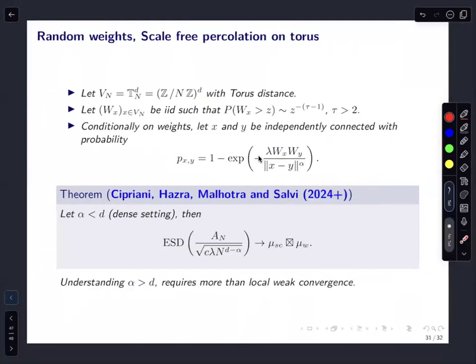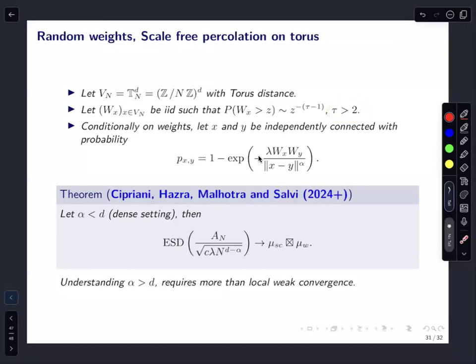So as I promised, there is this final thing I wanted to comment about, the weights being random. This is one nice result, and we are doing more work on this. If you look at the torus, my vertex set is now a d-dimensional discrete torus. In dimension 1, it's just points on the circle, uniformly spaced. And I have weights which come from a power law distribution, as Clara was doing. It's just a Pareto distribution with tau greater than 2.